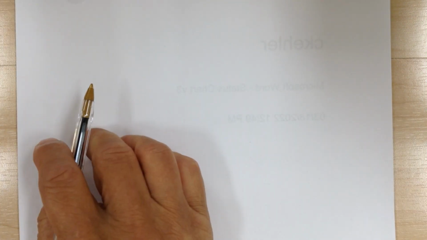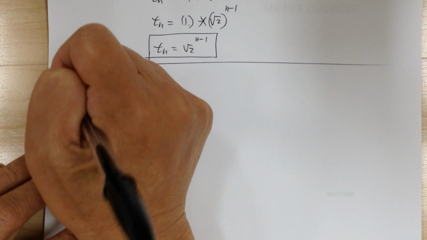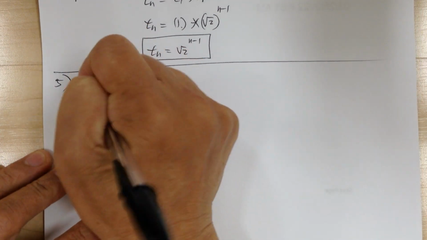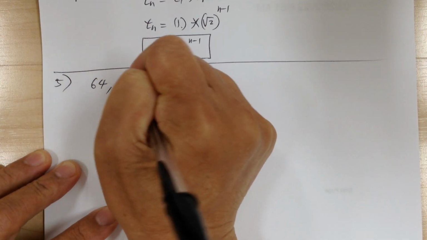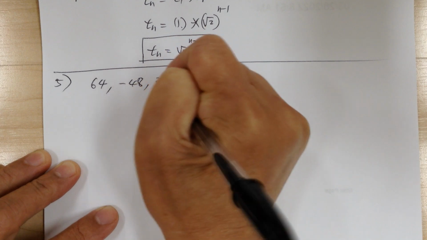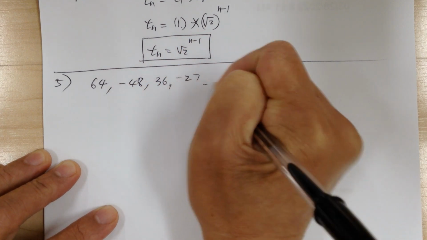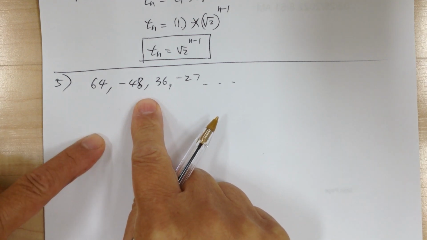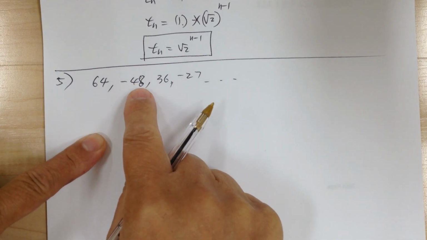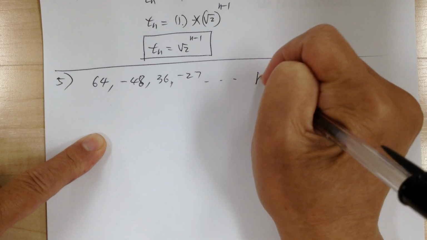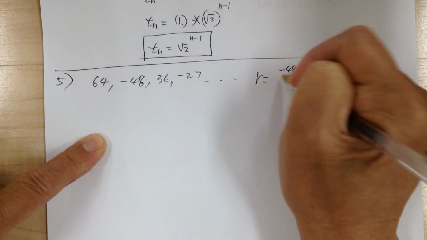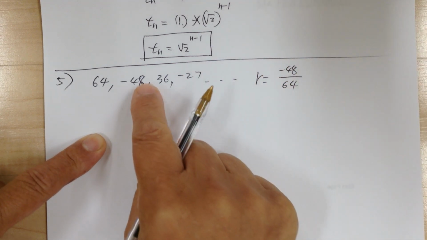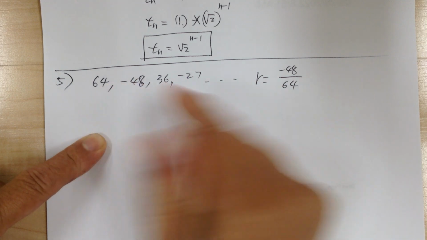Okay, let's go to the next one. I'm just going to use the same paper. Number 5, you have 64, negative 48, 36, negative 27, dot, dot, dot. So this is not as obvious. To figure out the R, you just use any term divided by the previous term. So R will equal negative 48 over 64. You can pick any term and divide it by the previous term.